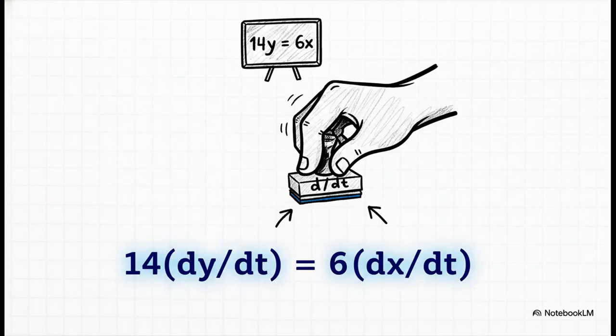Step 2, differentiate. Now we could work with that fraction, but let's make our lives easier. A little cross multiplication and algebra simplifies that equation to 14y equals 6x. Much cleaner. Now we hit both sides with the derivative with respect to time. The derivative of 14y becomes 14 times dy/dt. The derivative of 6x becomes 6 times dx/dt. And look at that. We now have an equation that relates the rates, the speeds.